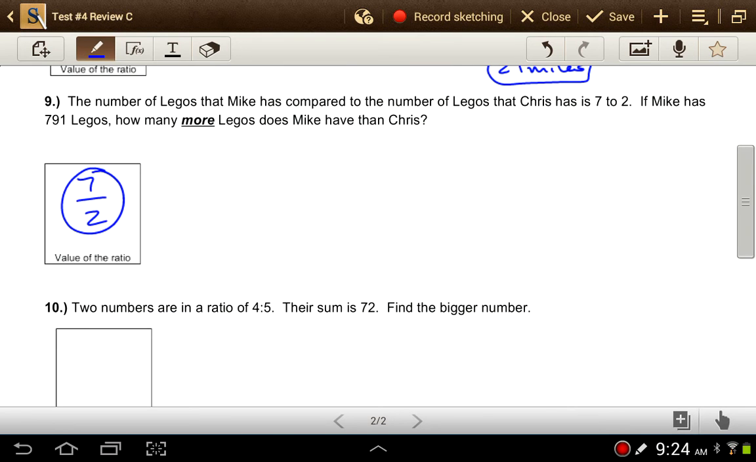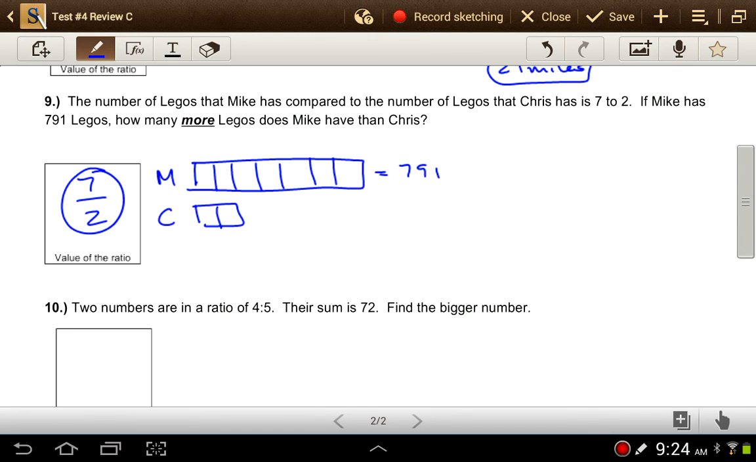I'm going to do a tape diagram again, so I'm going to make 7, 1, 2, 3, 4, 5, 6, to 2, and that's going to be Mike to Chris. It says if Mike has 791, then I'm going to do 791 divided by 7, and that is going to be 113. So put 113 in each one of these, so that's the consistent amount that I multiply by. Then for Christopher, or Chris, I'm just going to do 2 times that 113, because it has 2 sections, and that equals 226.